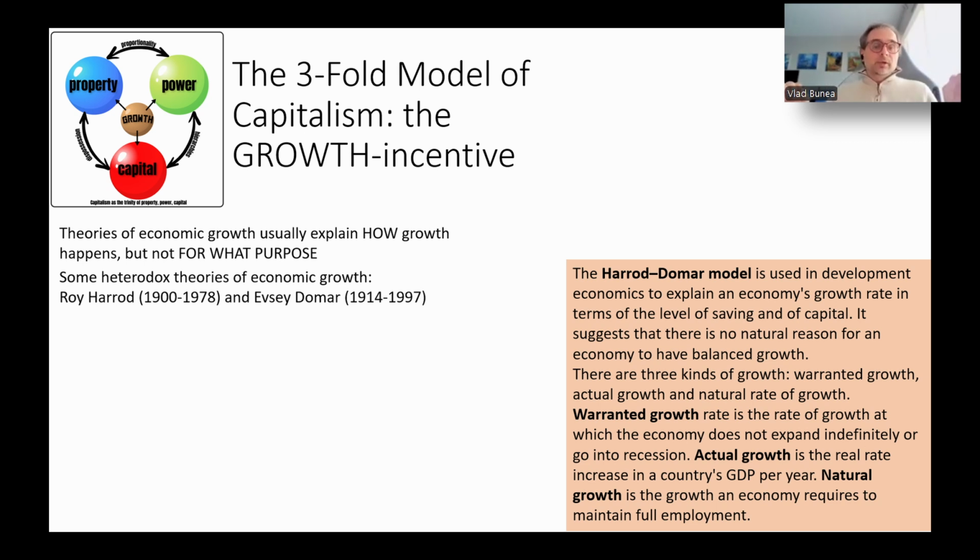There are three kinds of growth: warranted growth, actual growth, and the natural rate of growth. Warranted growth is a rate of growth at which the economy does not expand indefinitely or go into a recession. Actual growth is the real rate increase in a country's GDP per year. And natural growth is the growth an economy requires to maintain full employment. See, even Harrod-Domar doesn't look at all the elements of capitalism. They look at growth in terms of employment, which is jobs, and resources. Just want to explain that by full employment, they mean not when everybody has a job, but when everybody who wants to have a job has a job. So if you're willingly not participating in employment, you do not count in this definition.